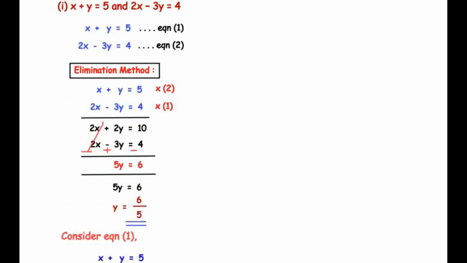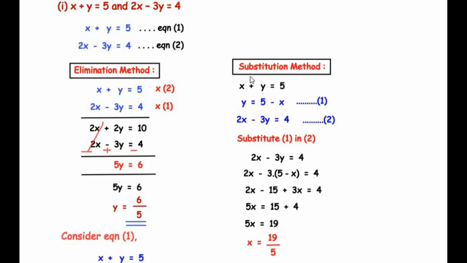Now let us move on to the substitution method. So under the substitution method, we have considered the first equation, that is x plus y equal to 5, and we have rearranged this equation in such a way that y will be equal to 5 and x goes on the other side and becomes minus x. So here we get the first equation as y is equal to 5 minus x, and the second equation is taken as it is, that is 2x minus 3y equal to 4.